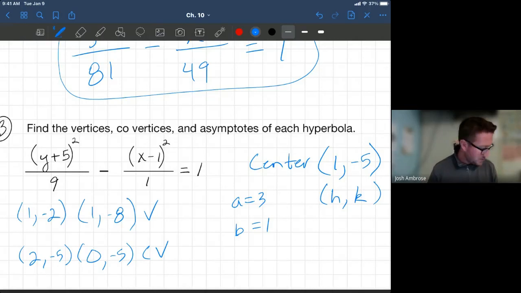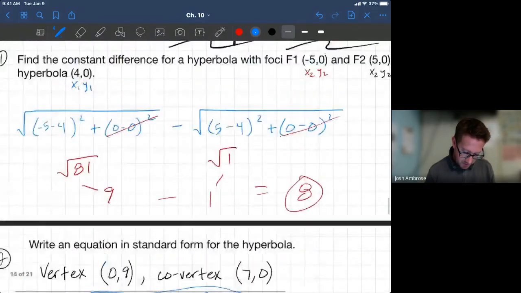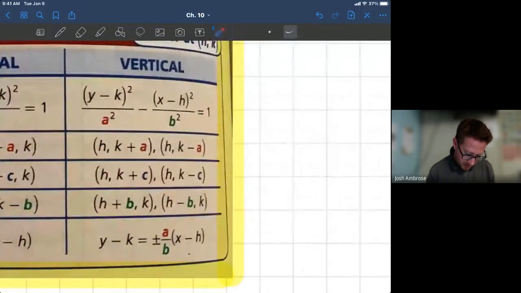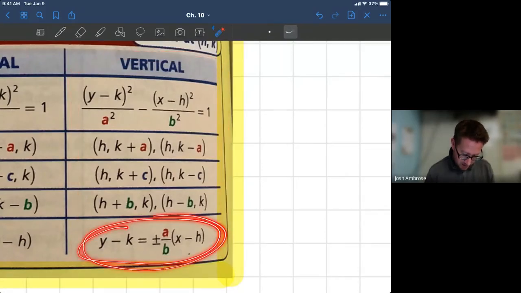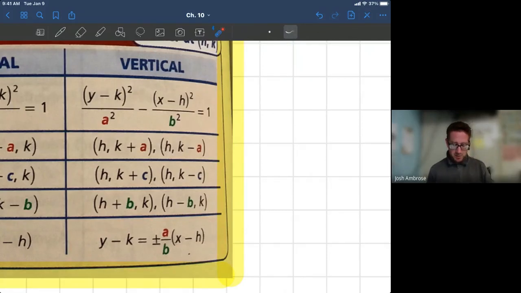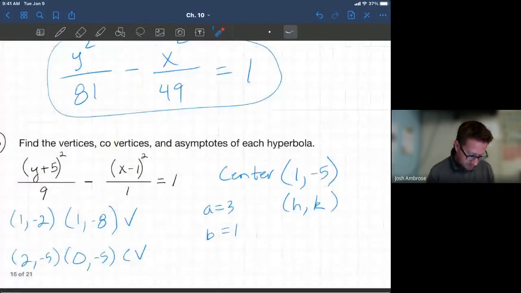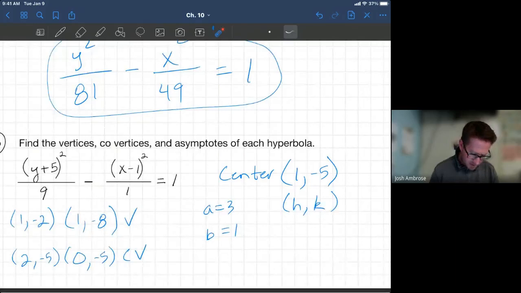And now the final piece we're looking for is to calculate the asymptote. And if you look up at your chart, really beneficial, guys, we've been dealing this whole time with information right here from this chart. Now the asymptote is right here. Okay, we got y minus k equals plus or minus a over b, parentheses x minus h. That's what we're dealing with. So let's finish this off and plug in the necessary values.